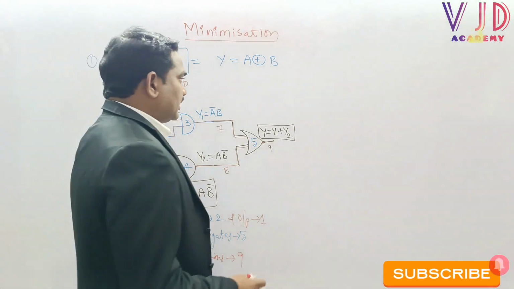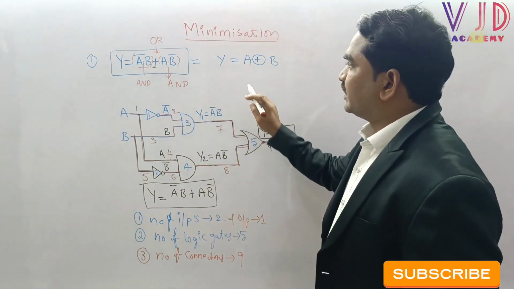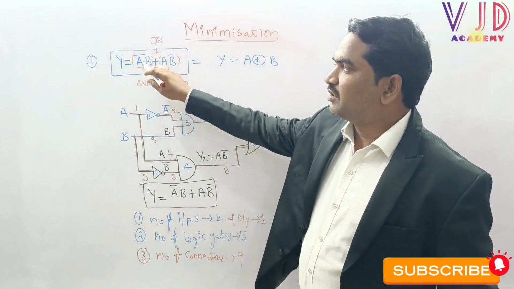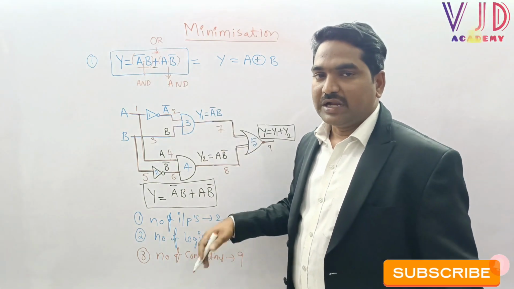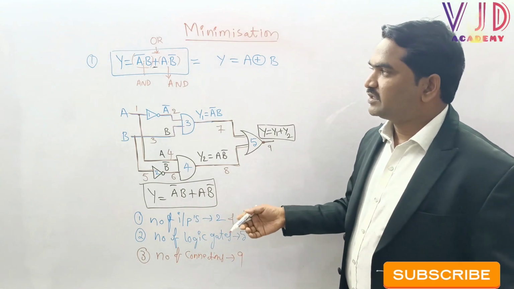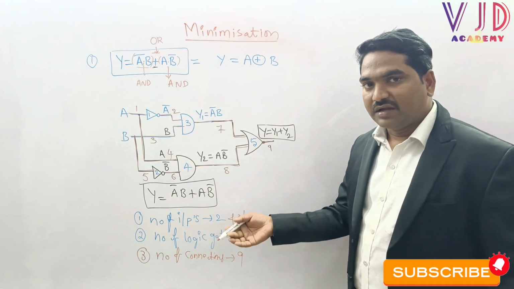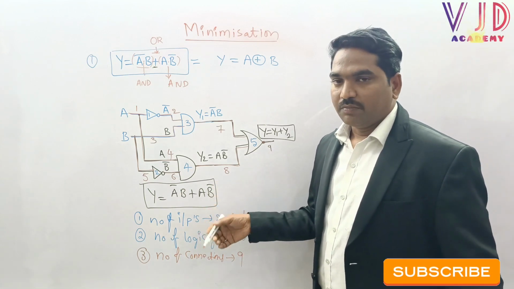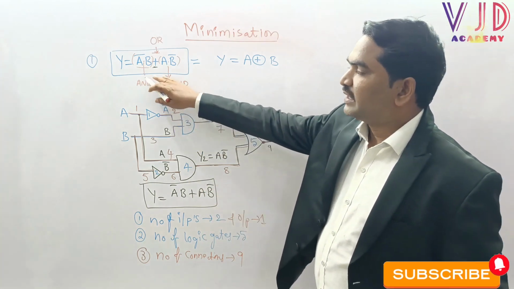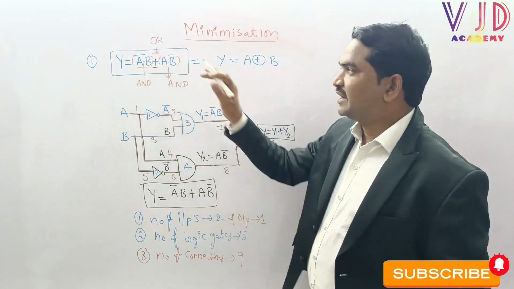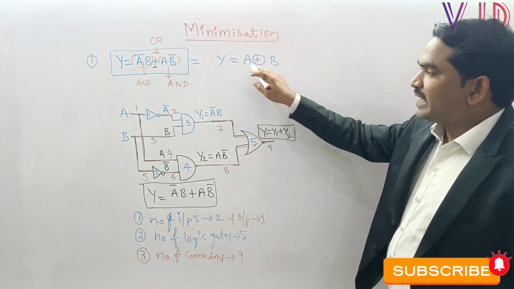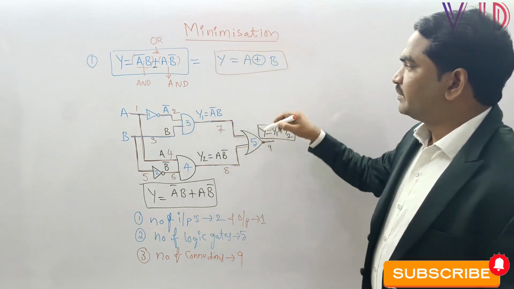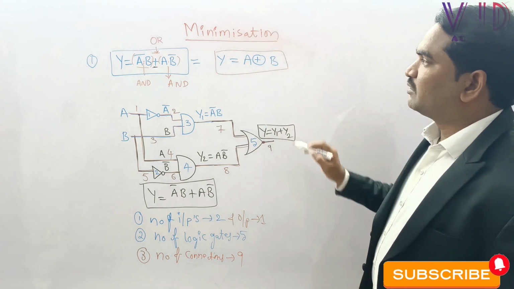On the other hand, let us understand this: y equal to a XOR b. Of course, the standard form is y equal to a bar into b plus a into b bar. Let me explain what standard form, canonical form and minimal form are when we learn about Boolean algebra. As of now, understand that this is a standard, or expanded, form. And y equal to a XOR b is called a minimized, or minimal, form.